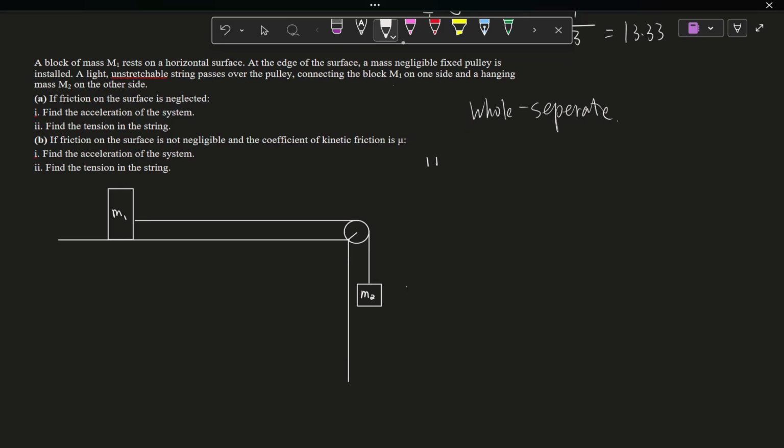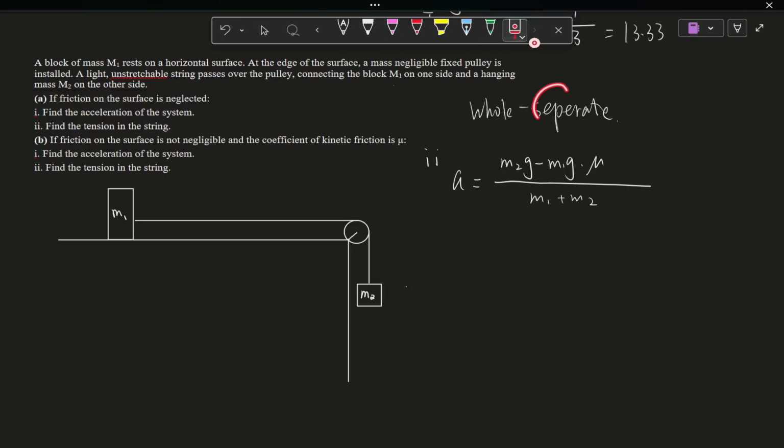Now, second part. Find the tension in the spring. For the first part, we already got a is equal to, if I remember it correctly, m2g minus m1g times mu over m1 plus m2. And then let's do the second part with a whole separate method.